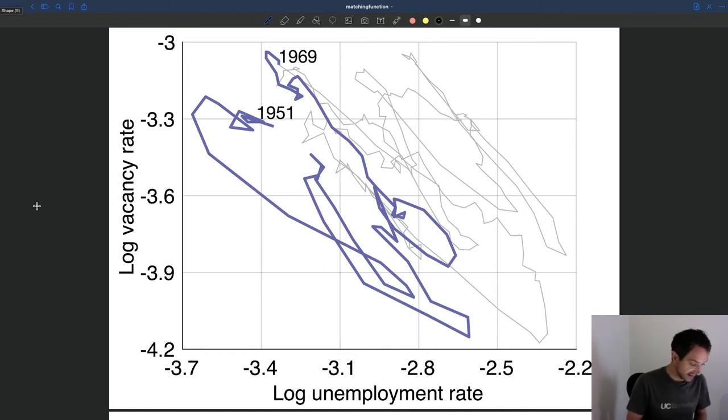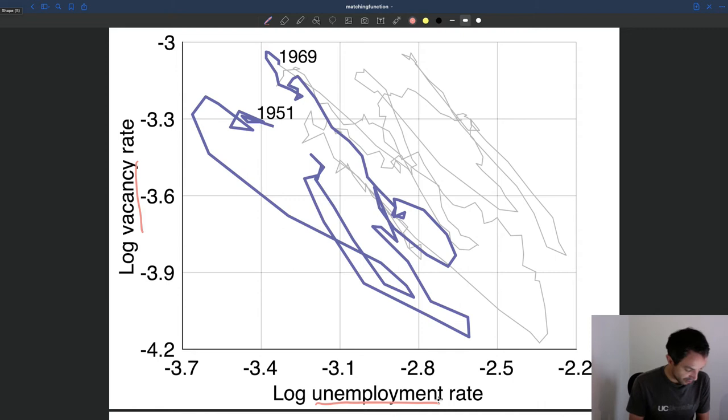On the y-axis, we have vacancies here, and on the x-axis, we have unemployment. Now, unemployment is plotted as an unemployment rate, vacancy as a vacancy rate, and furthermore, we plot the log of the unemployment rate and the log of the vacancy rate. That's not critical. You could just plot the unemployment rate and the vacancy rate without log. Putting log is nice because it allows us to straighten out the graph a little bit. It's just a simple transformation, but it doesn't really change the meaning.